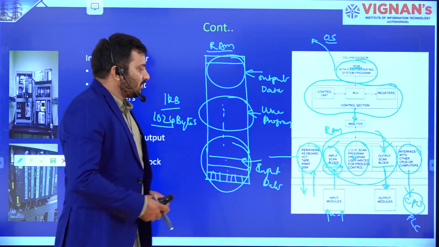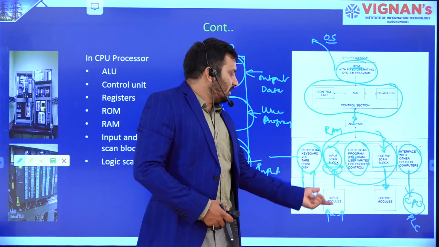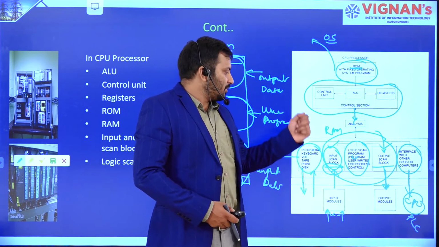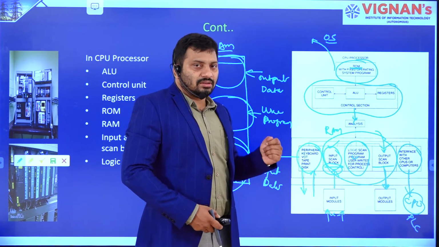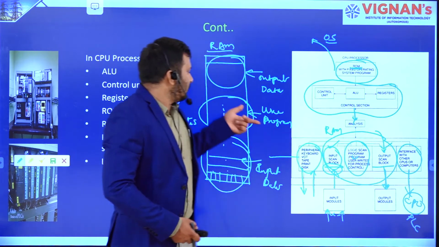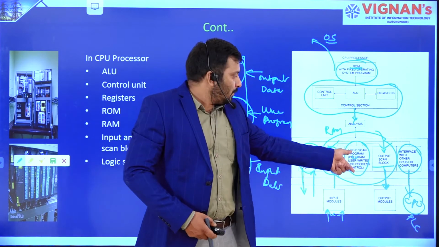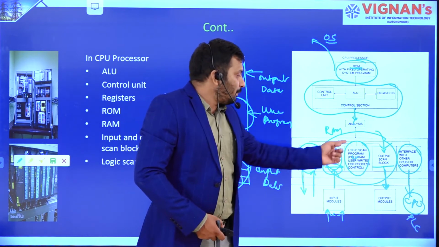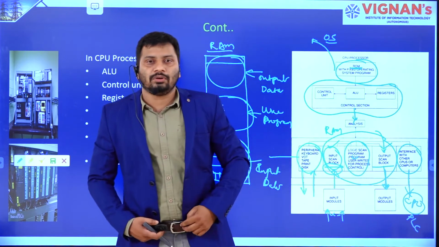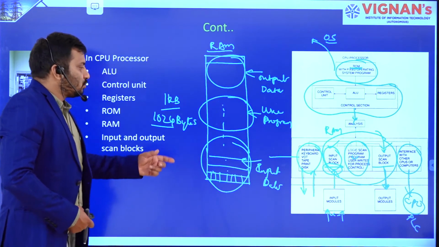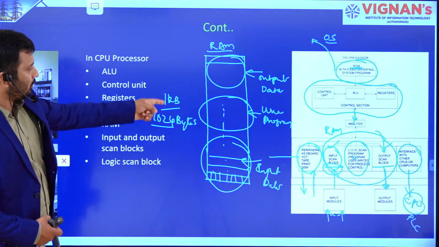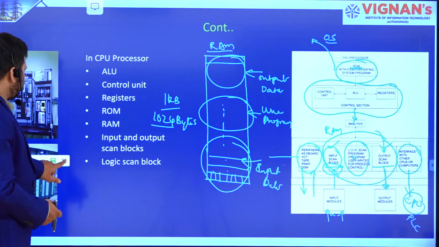Overall, my intention is this: in the input scan block, the scanned data from the inputs is stored as zeros and ones in this place, right? After that, whatever logic you have written in the logic scan keeps on executing this particular program, and then it updates the output data. Like that, the overall RAM is used to store the input data, the user program, and then the output data, right?